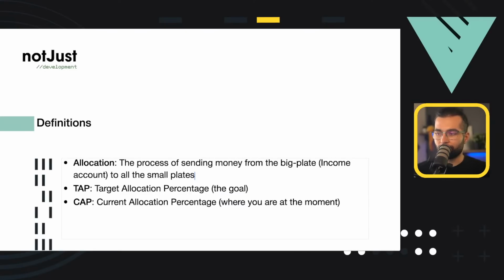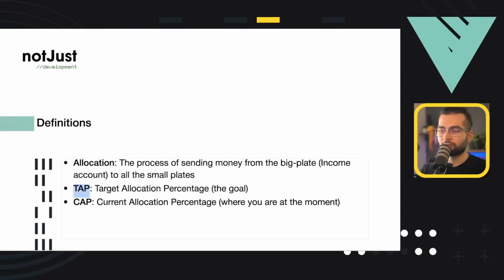And there are these tab and cap. The tab is the target allocation percentage. This is the goal, basically, where you're striving towards. Like, for example, you want your company to have 20% profit, but at this moment you cannot afford that. So you're going to work towards that. For that, you set a goal, and then you have the cap, which is the current allocation percentage, maybe 5%. So now it's 5%, but you want to move towards 20%.